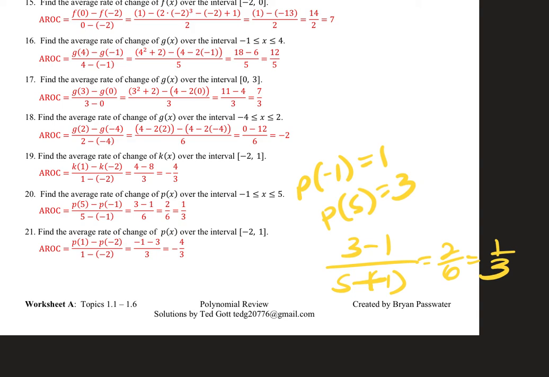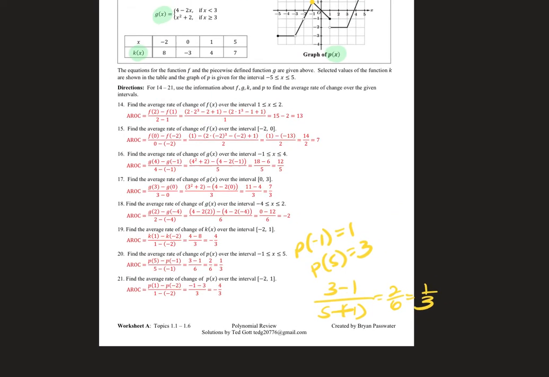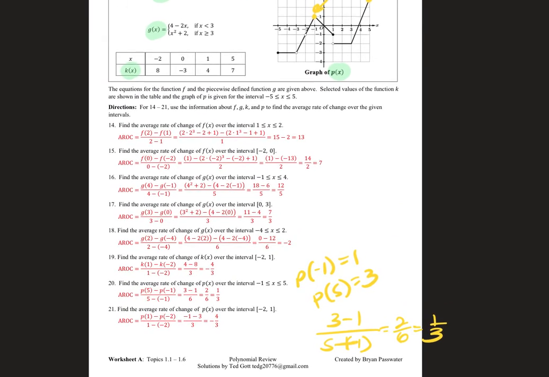So a question like this is going to be on the test? Sure. In any of those ways. So that would be the same for 21 as well? Yep, 20 and 21 are both from that graph.